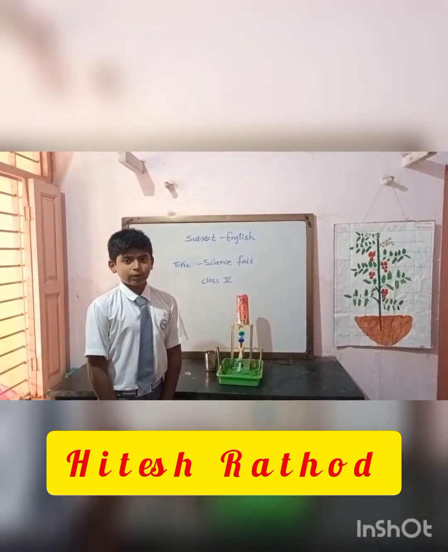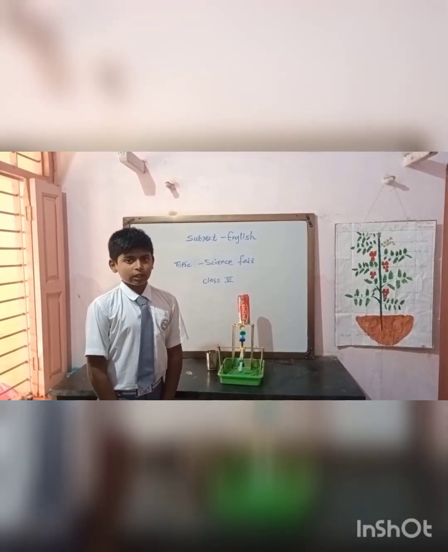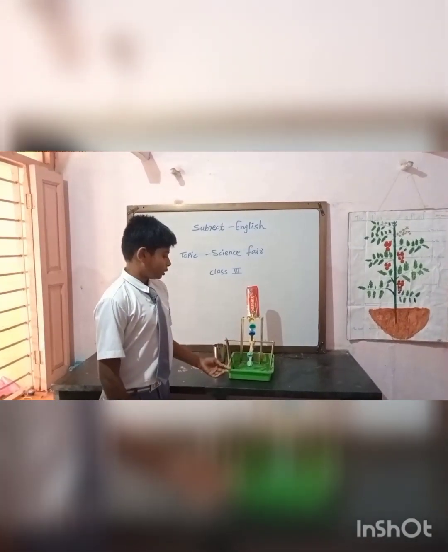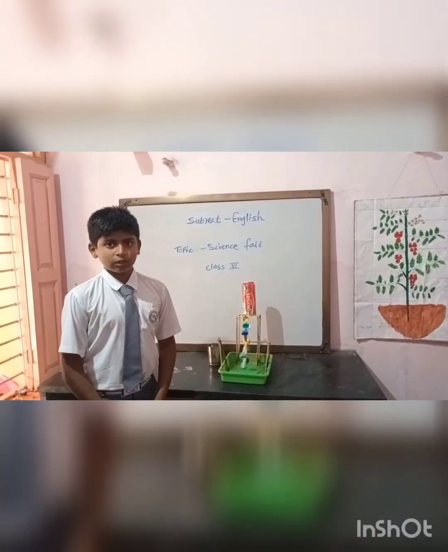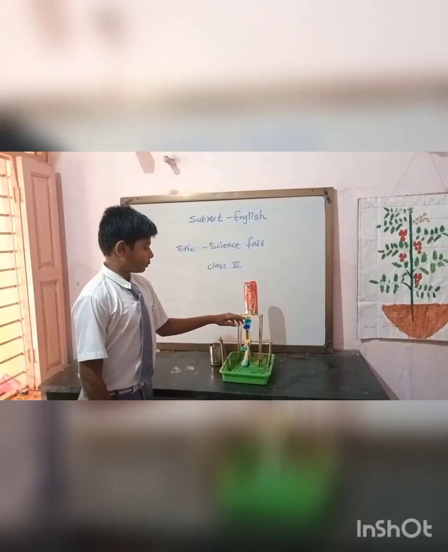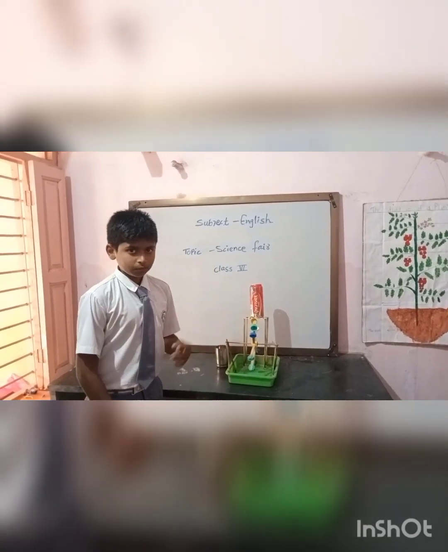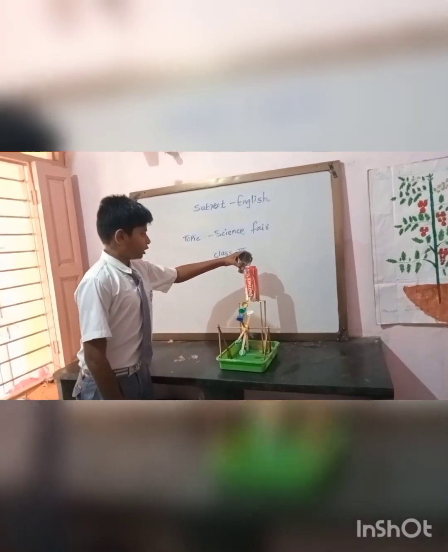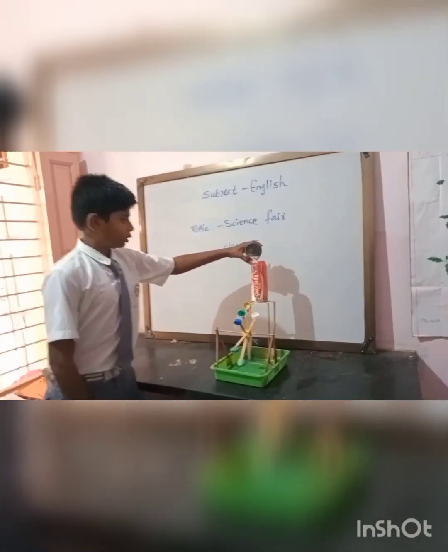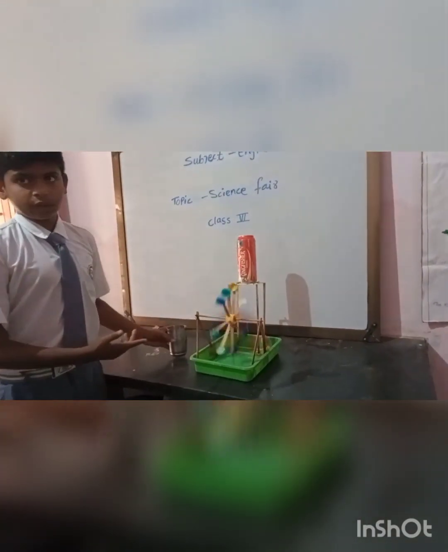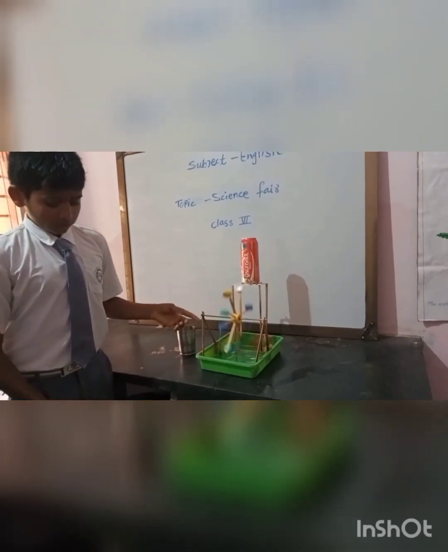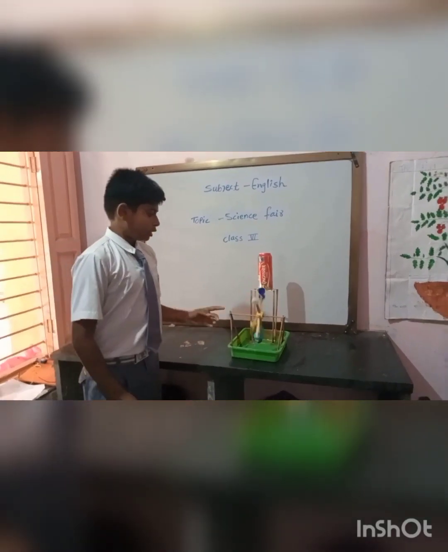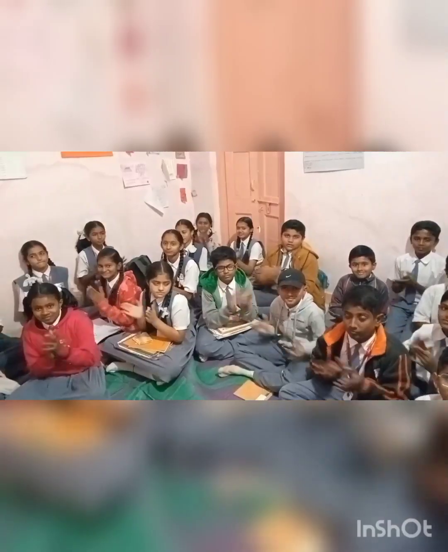My project is a hydroelectric generator. There are three main parts of the project. First, water tank. Second, turbine. Third, generator. When we fill the water, the turbine will rotate. It converts kinetic energy into mechanical energy.